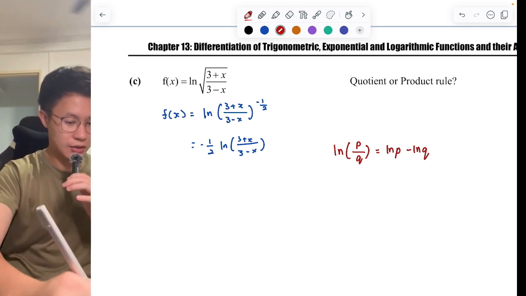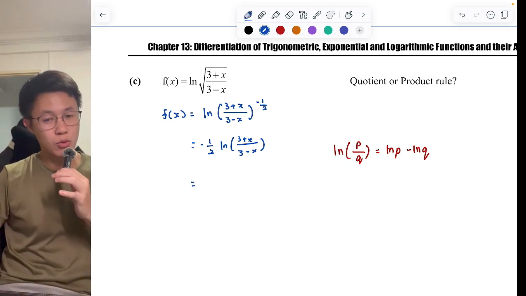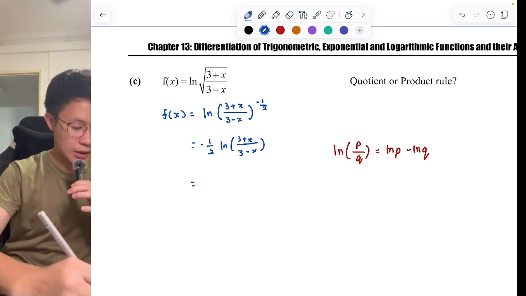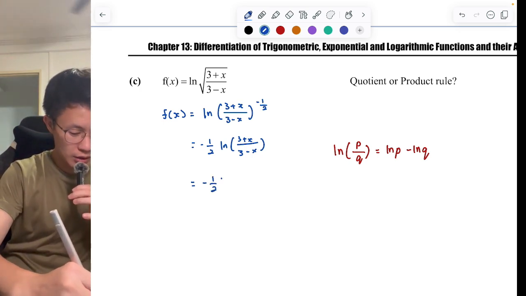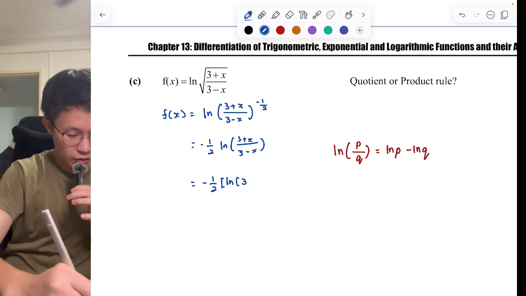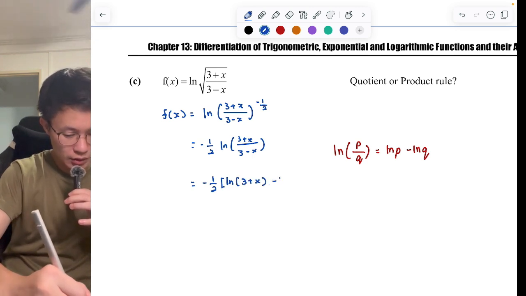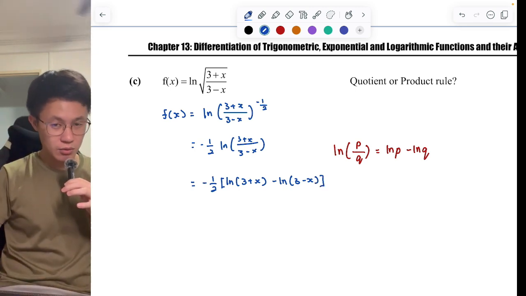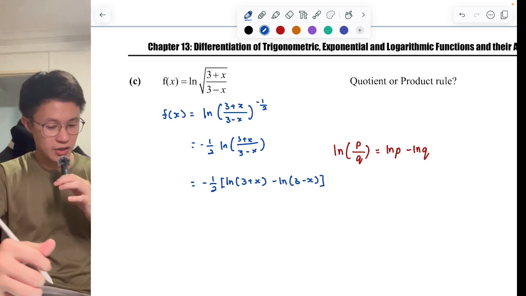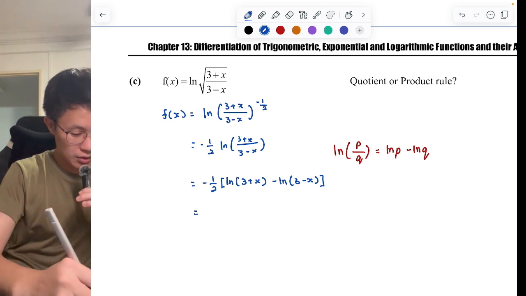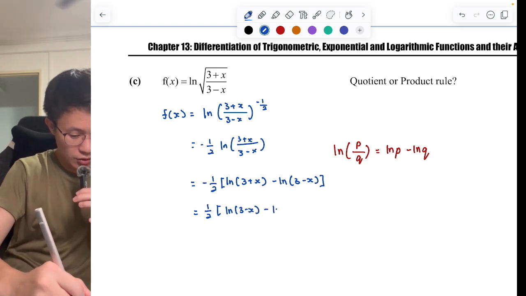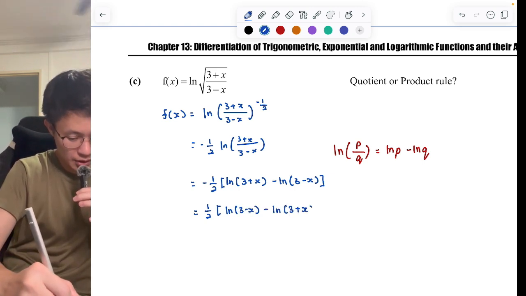This is so much easier for us because I don't have to use the quotient rule here. Of course, you could brute force it with the quotient rule, not an issue. But we want to find ways to make things easier for ourselves. So over here, I will have this. Now this is so much easier to differentiate because it's just two separate functions, and I will literally just have half times ln 3 minus x minus ln 3 plus x. I brought in the negative, so it's so much easier.